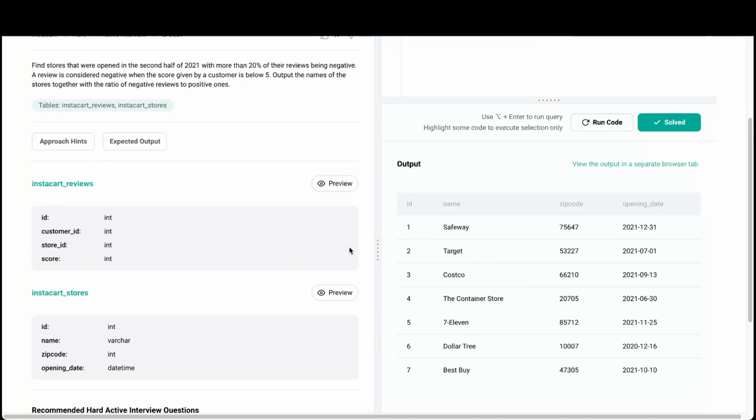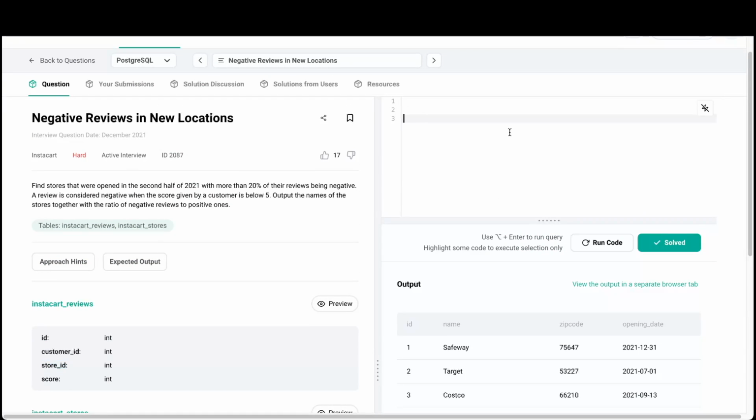So right off the bat, you know that you would need to join these two tables to get what you need. If I were to guess, the ID on the store table will be connected to the store ID in the reviews. And this is something you can talk to your interviewer about to confirm. And if that's not true, they will hopefully direct you in the correct direction. So let's join those two tables and look at the data set.